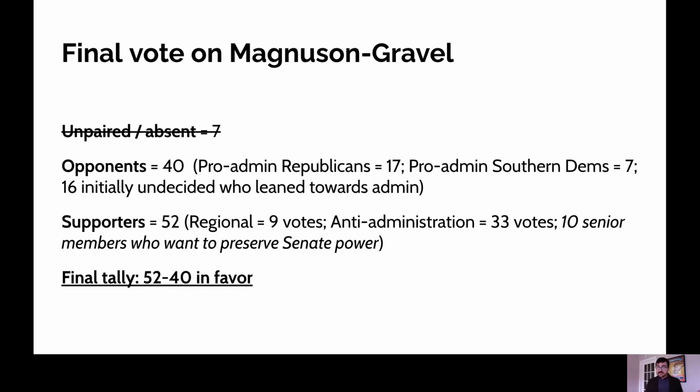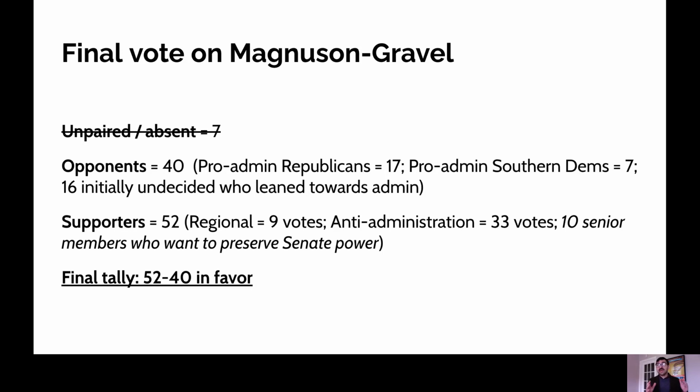So who were these people? You had the initial 9 regional votes. You had 33 votes of anti-administration, basically anti-Vietnam War senators, right? Again, because he had reframed this around the Nixon administration rather than the train itself. And then he had an additional 10 senior members of the Senate, some of whom supported the Vietnam War, but who really were intent on preserving the Senate's power to ratify treaties. Again, they didn't necessarily care about the train, just like the Vietnam War opponents didn't necessarily care about the train.